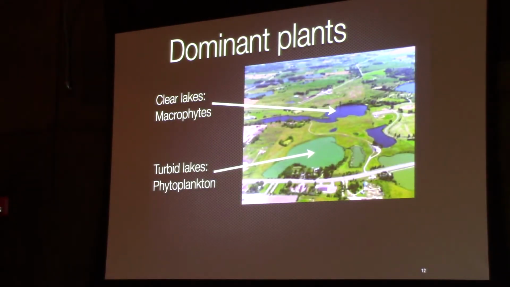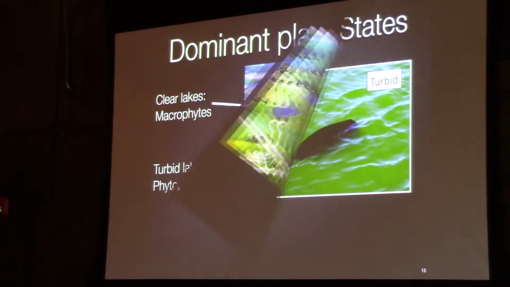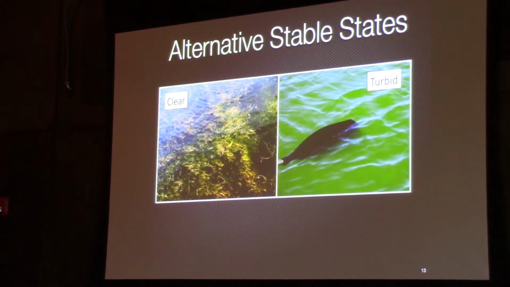This is a picture of a couple of our lakes outside of Fergus Falls, and I mentioned these two different states. You can see it from this aerial perspective. Basically, the clear lakes are at the top, and one over there on the right, are dominated by macrophytes, and the turbid lakes are dominated by phytoplankton. And you can clearly see the difference in those two different systems. This is a closer look. You can also see that the plants differ quite a bit.